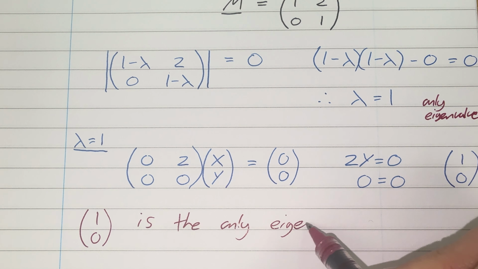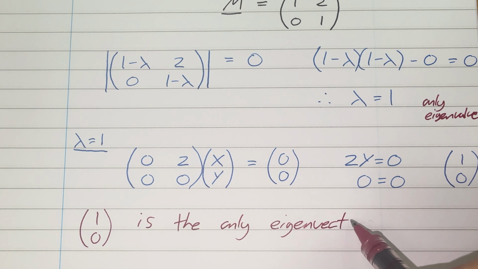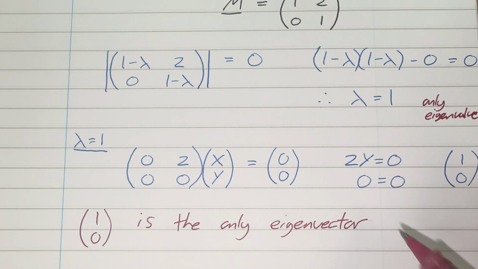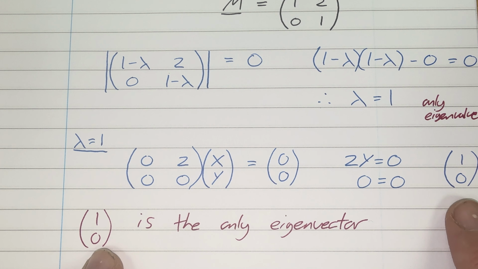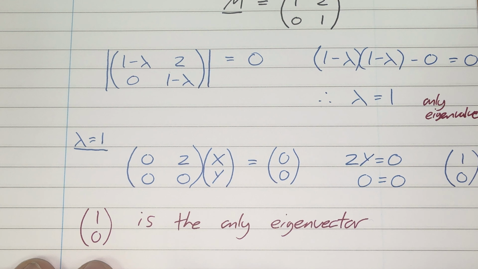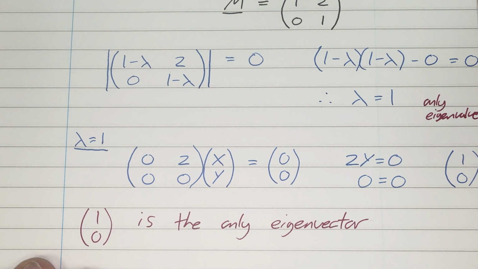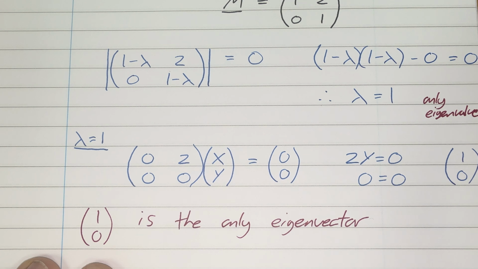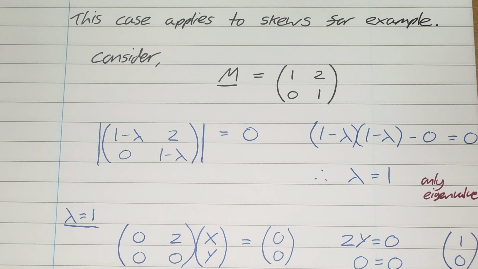And when I say it's the only eigenvector, I mean that direction is the only eigenvector. Obviously 2, 0 and 3, 0 and 4, 0 and 5, 0 are also eigenvectors, but they are the same direction as this eigenvector. So it's only got one eigenvector because it's the direction that we care about. So that's the only eigenvector for this matrix. We haven't got another lambda value to sub in.